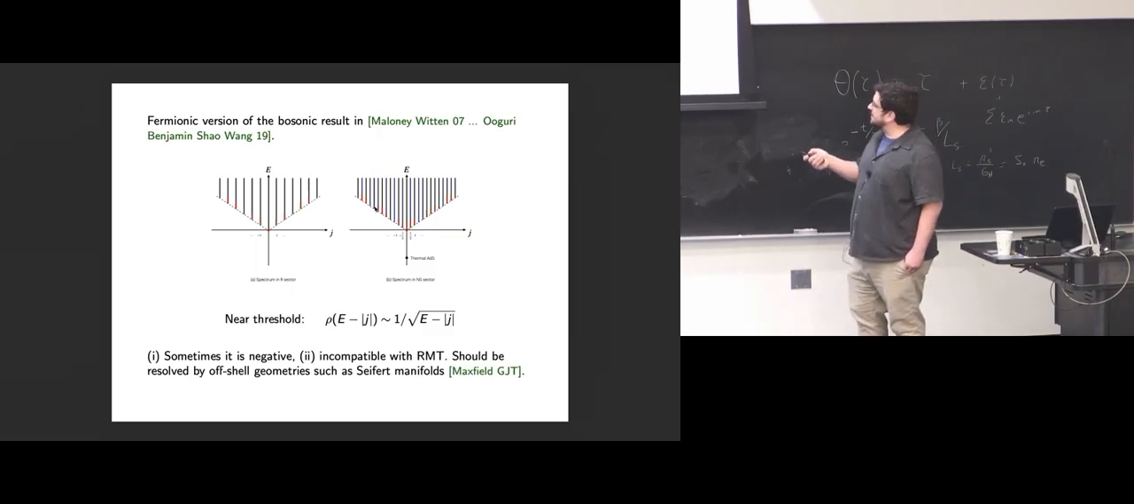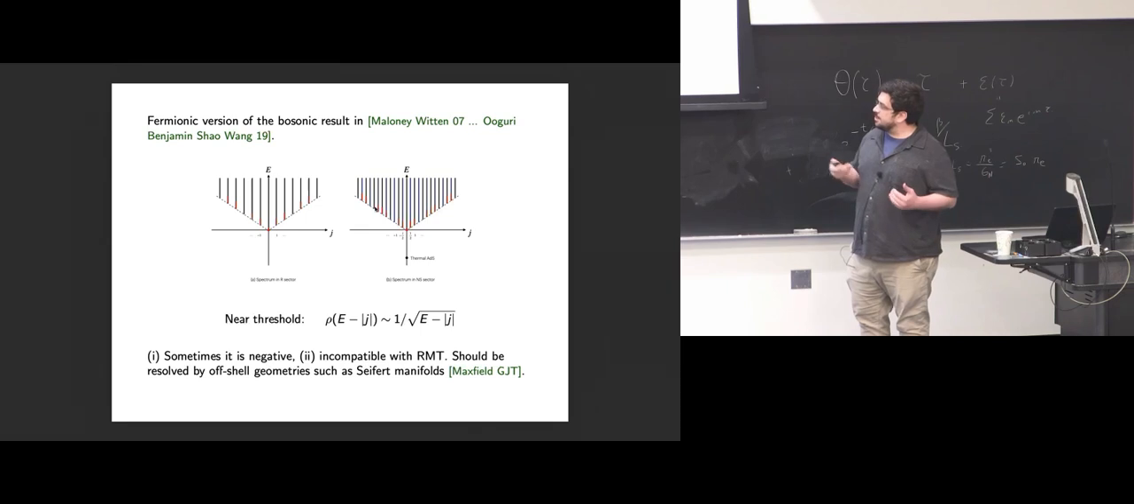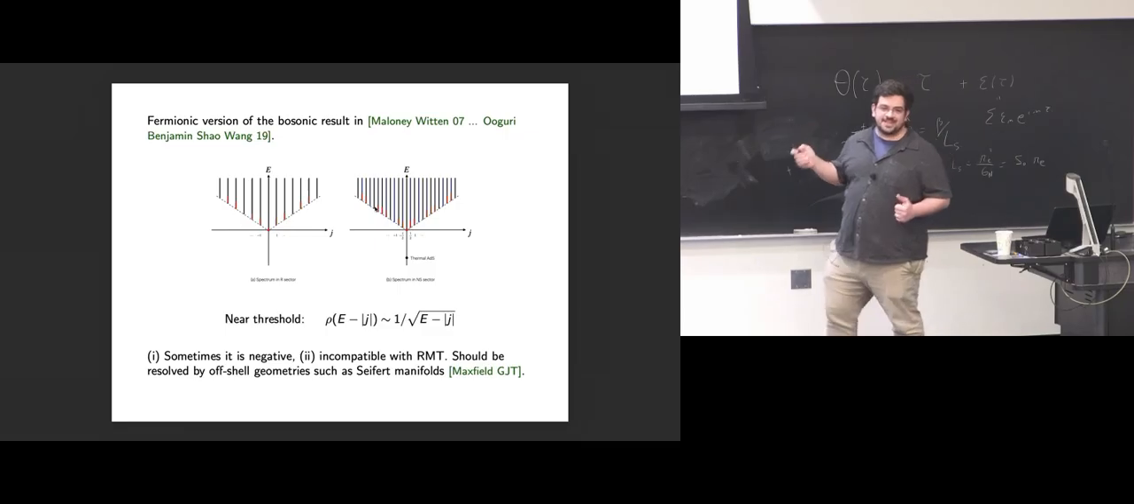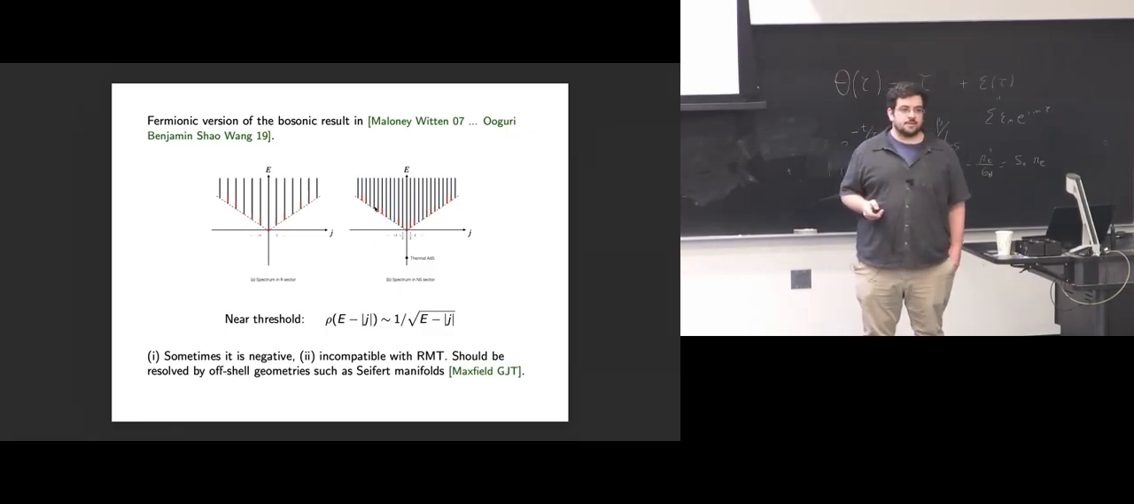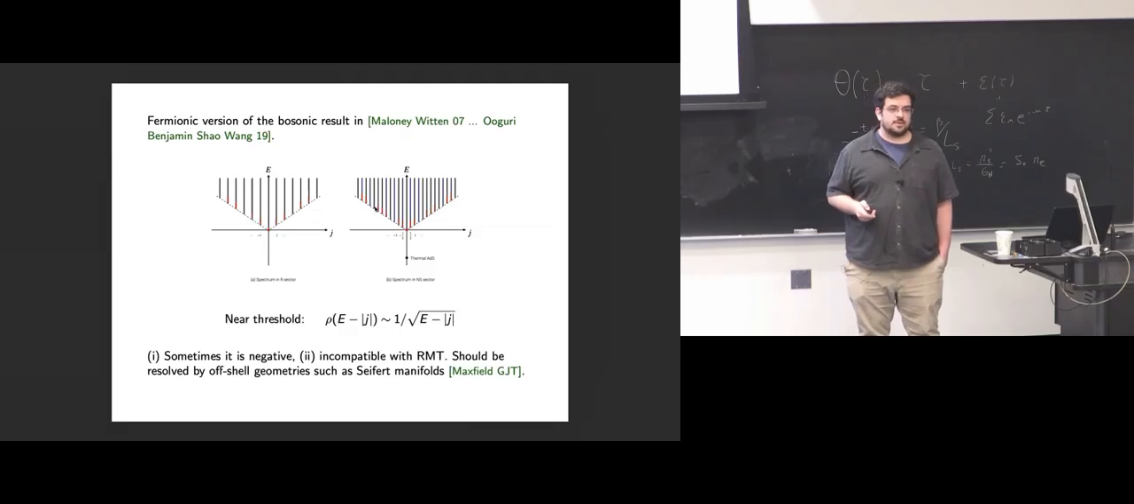And these off-shell geometries that we propose with Henry resolve this and turn this not only into something positive, but also with a square root edge. I believe all the other proposals to resolve this negativity solve the negativity, but they don't fix this 1 over square root edge, which I think is as bad as the negativity. Yeah. These geometries, you have other corrections, and you have to sum a bunch of things to resolve this. Right?